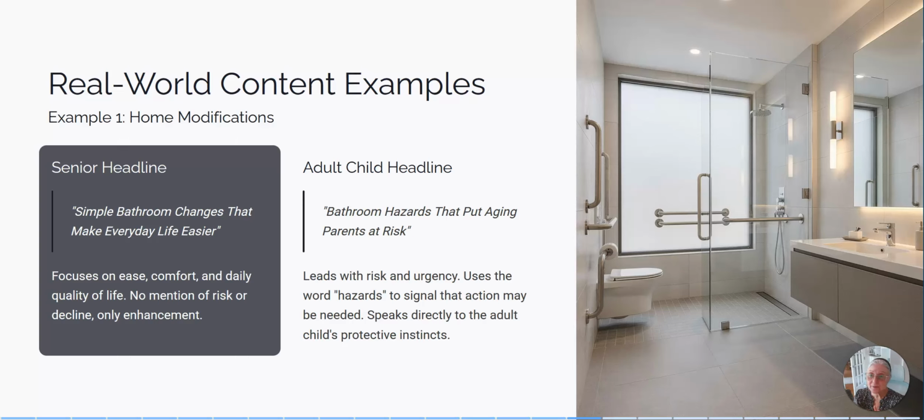But for family, you want to talk about bathroom hazards. The title could be Bathroom Hazards That Put Aging Parents at Risk, because that's what they're thinking about. They're thinking about risk, urgency. What should I be thinking about? What should I do? That kind of thing. Kind of a wonky image that Gamma created, but you get the idea.